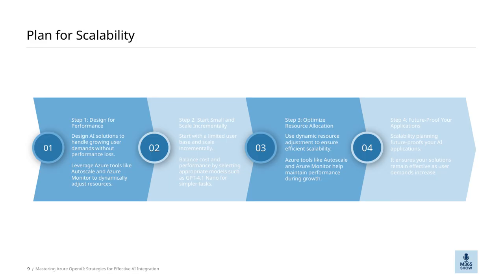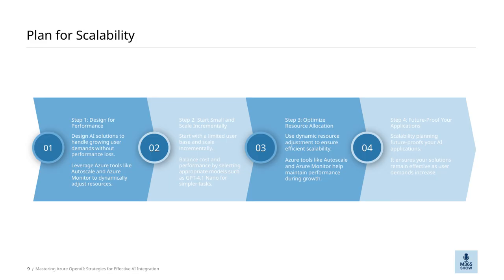This approach helps us test and refine our system before expanding further. When selecting models, we need to balance cost and performance. For simpler tasks, using models like Nano can be cost-effective, while more complex tasks might require more powerful options. Dynamic resource adjustment ensures our applications remain efficient during growth, and Azure's tools are key to maintaining that balance.